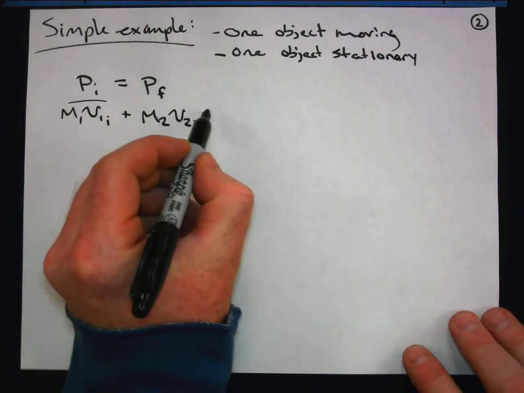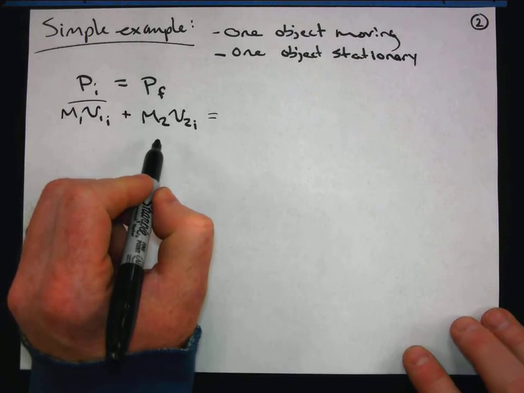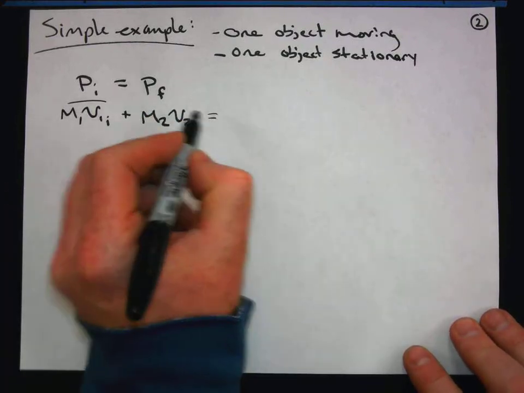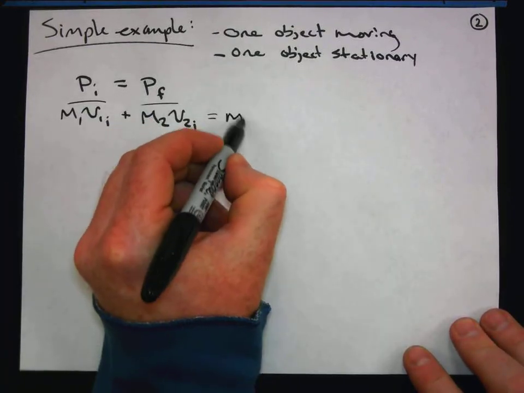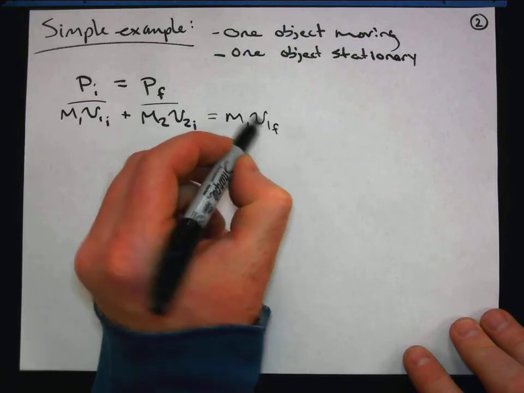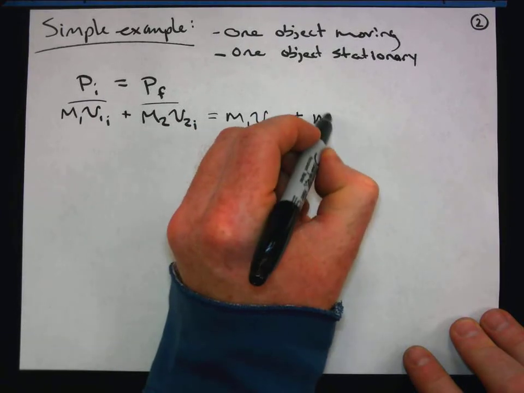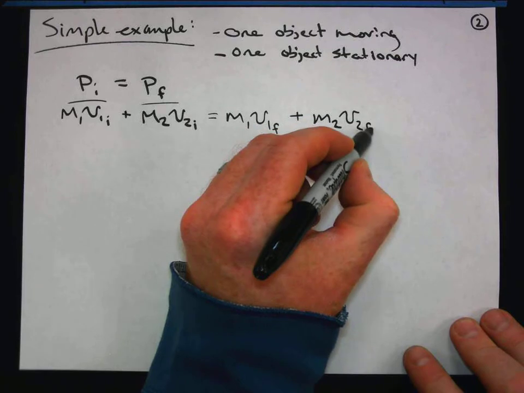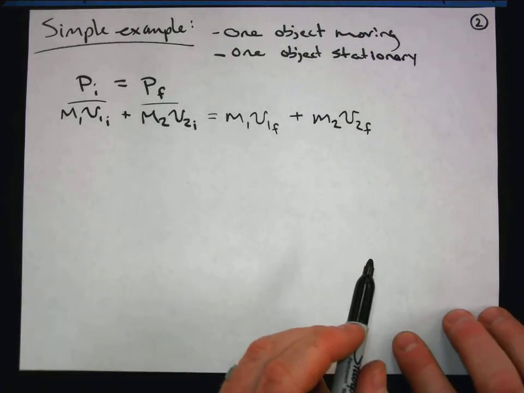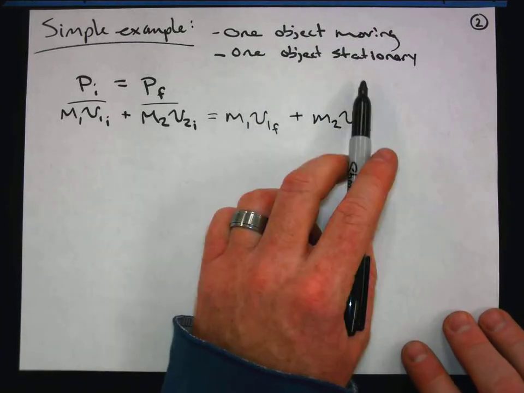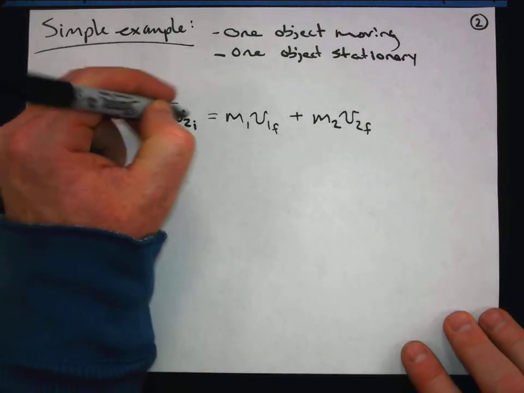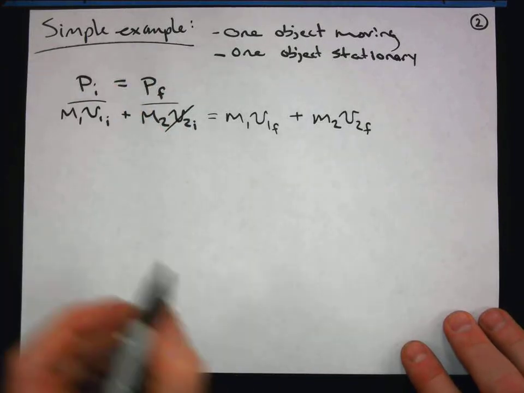We have two objects, each one potentially with its own momentum. And the final momentum of the system, well, there's going to be m1 v1 final, and we have to add m2 v2 final. But one of the initial conditions was that one object was stationary, so that goes to 0, and it simplifies a bit because of that.